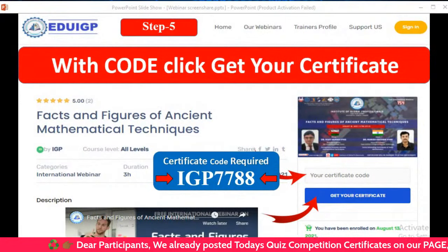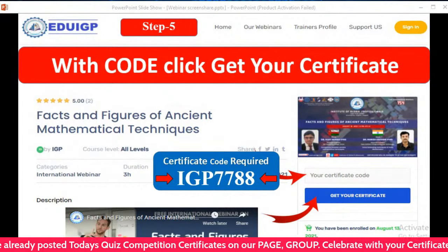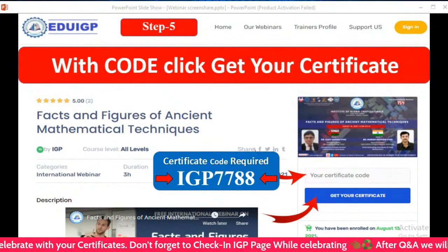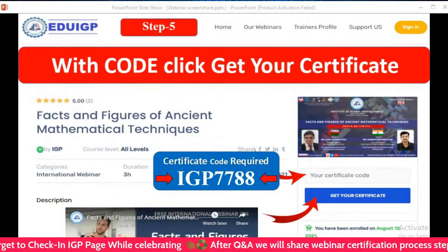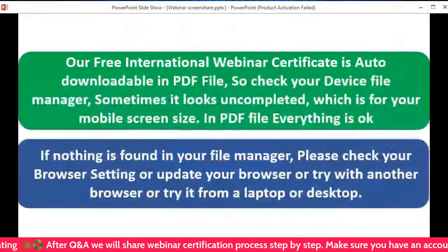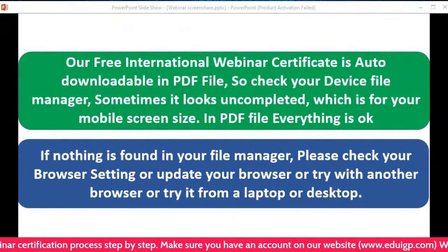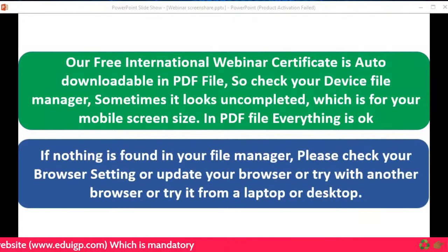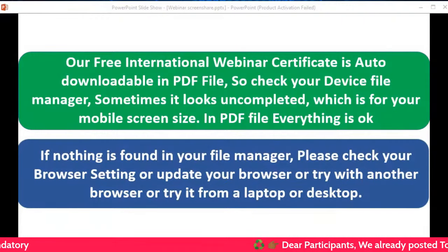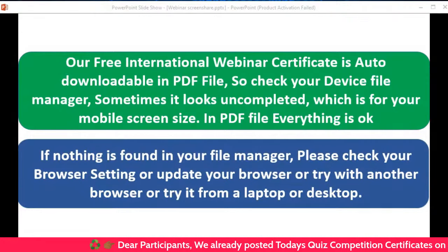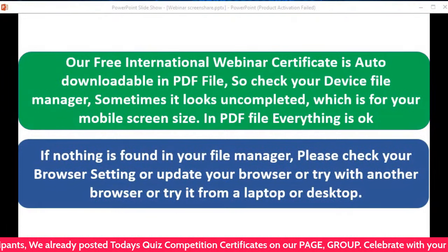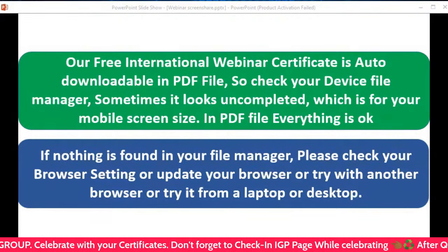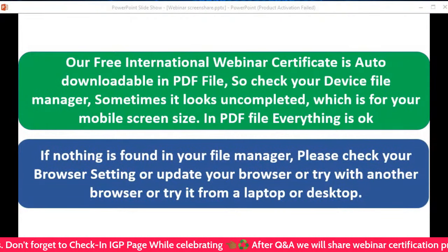After you have your code, you just have to put the code here, in your certificate code field, and then click get your certificate. Our free international webinar certificate is auto-downloadable as a PDF file, so check your device's file manager. Sometimes it looks incomplete because of your mobile screen size, but in the PDF file everything is okay. If nothing is found in your file manager, please check your browser settings, update your browser, try another browser, or try a laptop or desktop. For me, it really works when I use my laptop. It is auto-downloadable.